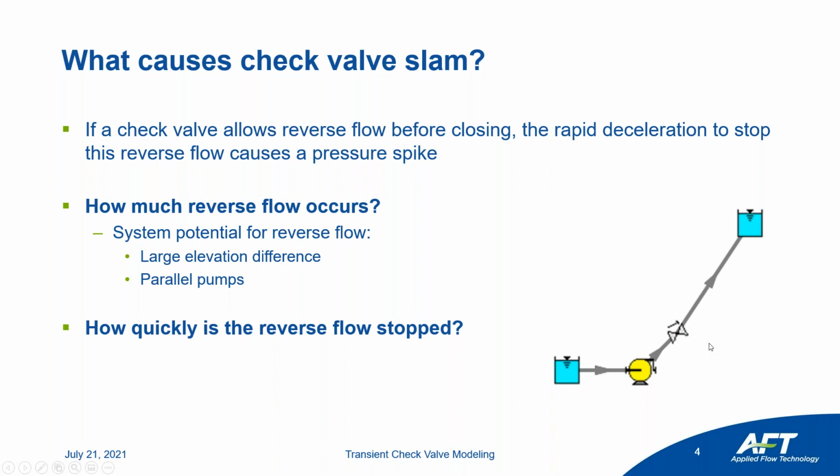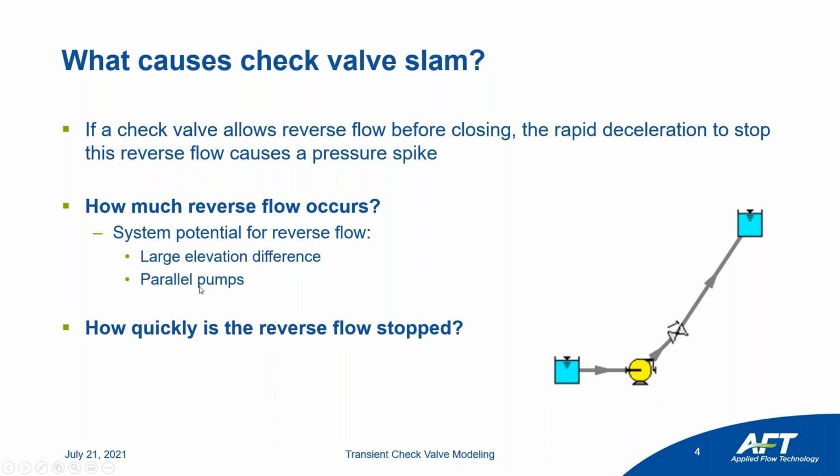An extreme comparison would be 500 feet of elevation gain compared to a pump pumping just against frictional losses. If it's just frictional losses, there may not be a lot of potential for reverse flow, if at all, whereas the more elevation you see, the more reverse flow can happen.